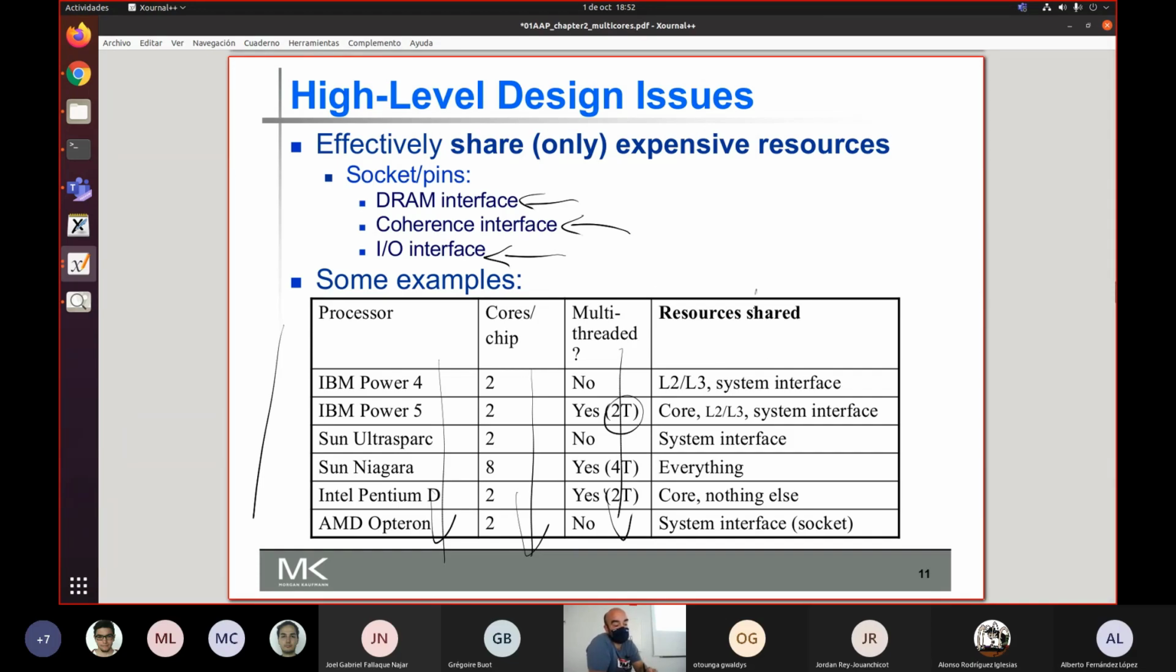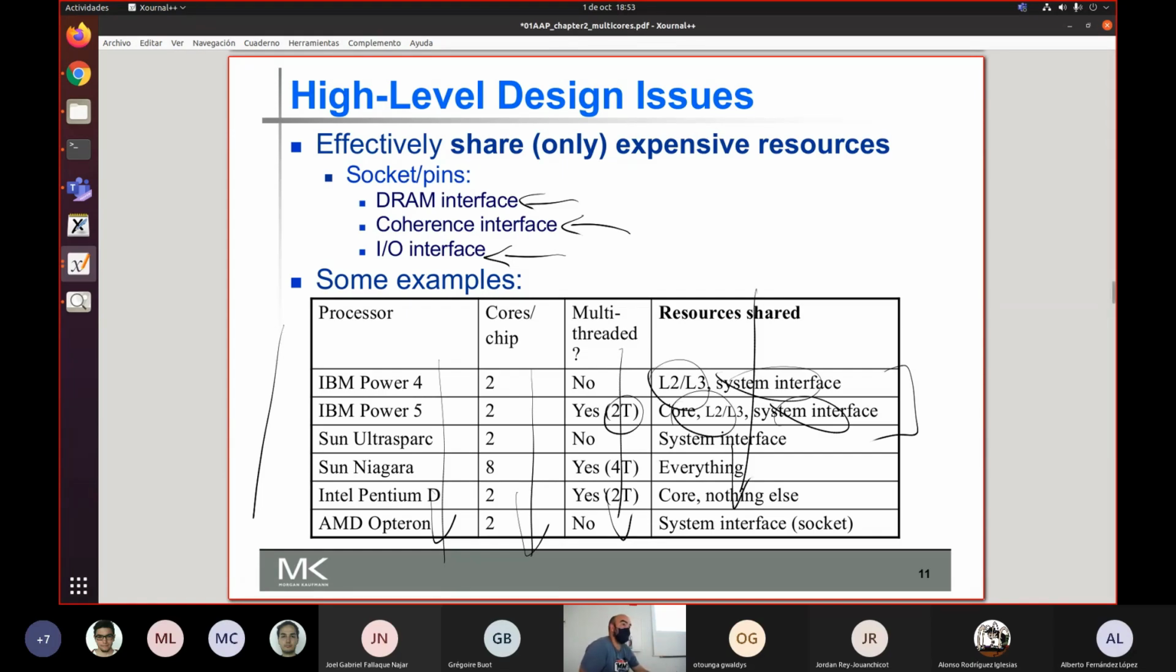So for instance, in IBM Power 4 and Power 5, this is a very popular architecture, and very paradigmatic of a multi-core architecture. What they share is the system interface, obviously the interconnection with the rest of the computer, and some level of the cache. Sometimes it's just level 3, and sometimes it's level 2 and level 3.